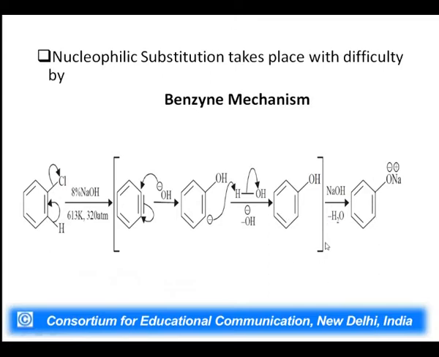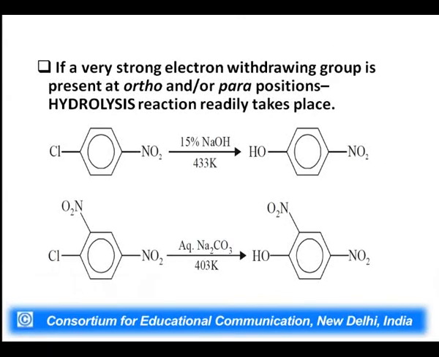This sodium phenoxide on acid hydrolysis results in the formation of phenol. So this reaction is difficult. But it has been observed that if a very strong electron withdrawing group is present at the ortho or para position to the chlorine atom, then the substitution reaction will take place easily. For example, if I have one nitro group at the ortho position, then the reaction will take place at 433 Kelvin at atmospheric pressure, and this chlorine will be replaced by an OH. So the hydrolysis here is easier. Whereas if we place two nitro groups, one at the ortho position and a second at the para position, then the reaction can be done with a weaker base such as aqueous sodium carbonate at 403 Kelvin.